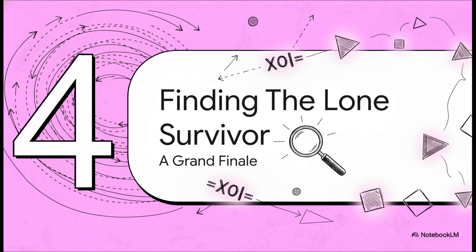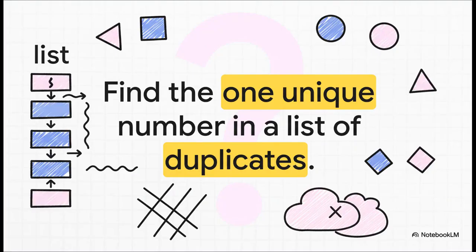So that was a pretty neat trick. But now, for the grand finale, let's see how those same simple rules can solve a problem that seems way more complex and do it with incredible style. So here's the puzzle. I give you a list of numbers. Every single number in that list shows up exactly twice, except for one lonely number. Your job is to find that unique number and do it efficiently.